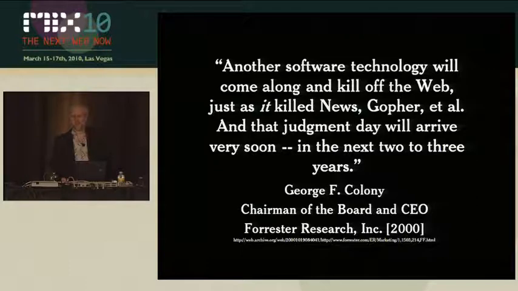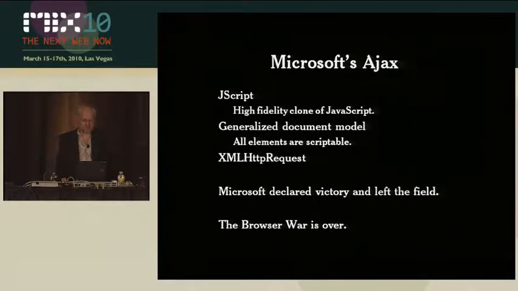He was pushing something called X-Internet. And his thinking was that document retrieval was not going to be the important thing going forward. It was going to be distributed computing, which turned out to be true. But his mistake was in dismissing the web. Microsoft, though, accepted his opinion and assumed that the web was done.